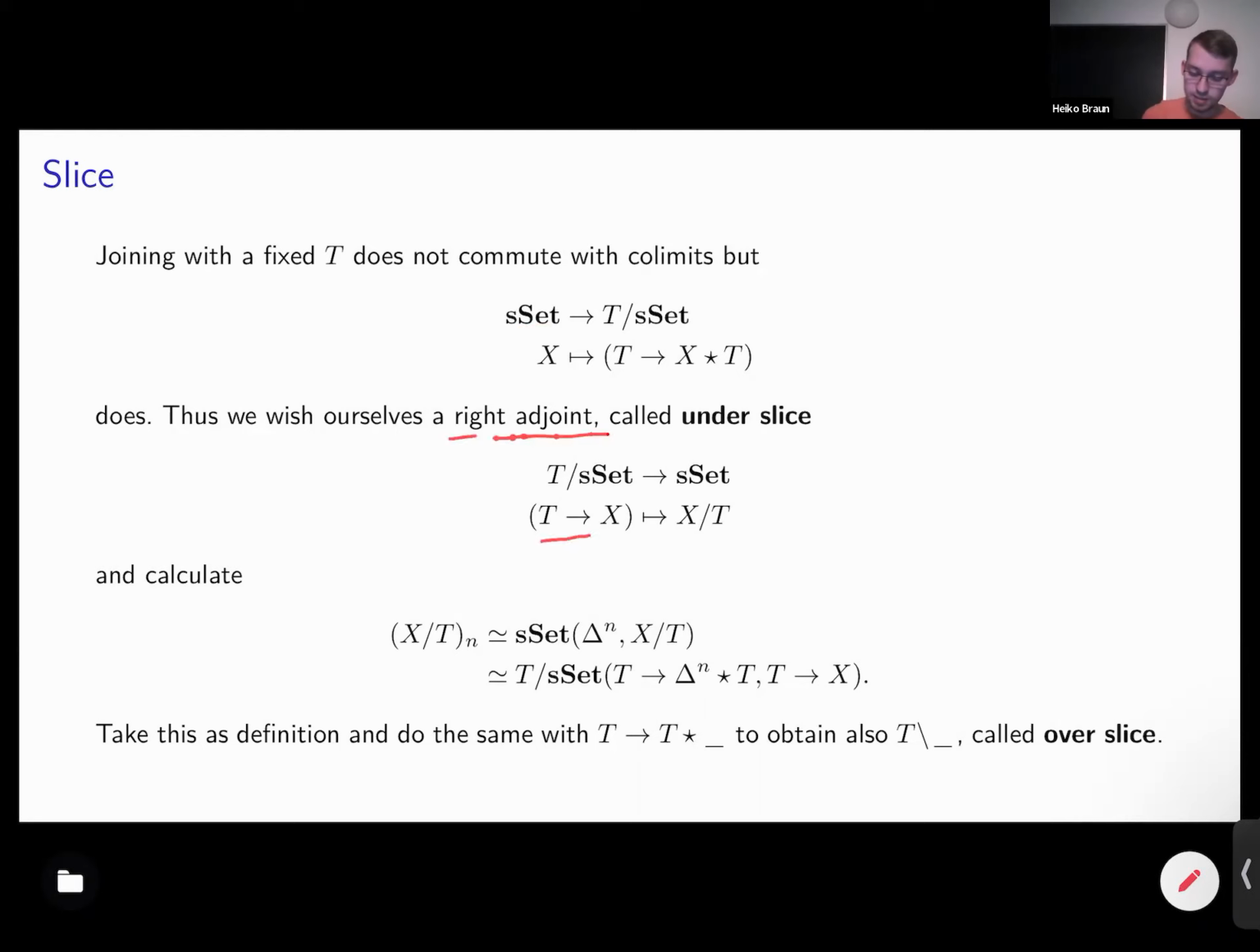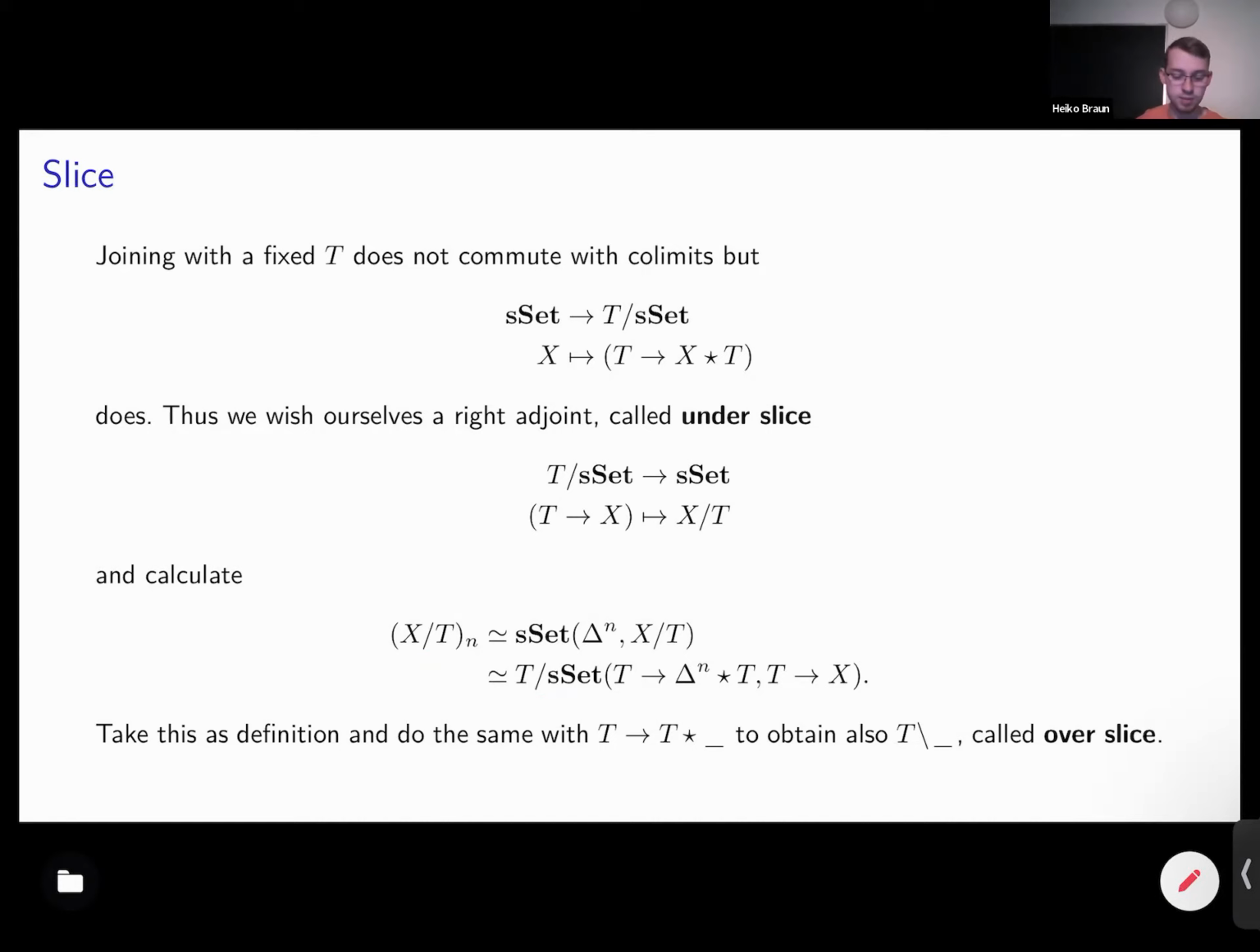We write it like this, and the map Tx, which is an object in T of Sz, T over Sz, goes to this X slice T, and we can calculate the n simplices. This must be, by Yoneda lemma, this set of morphisms, delta n to the slice, but by the adjunction, it's the same as these morphisms. And now we are there because nothing that we don't know yet appears here. So this we can take as the definition of the slice.